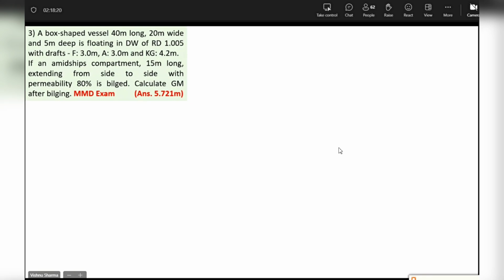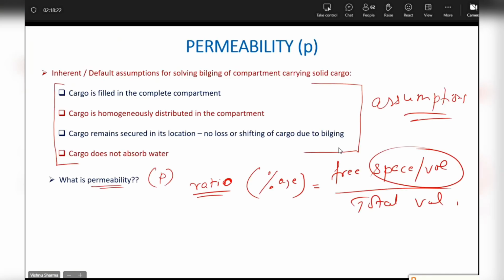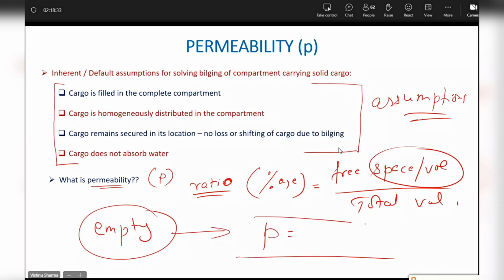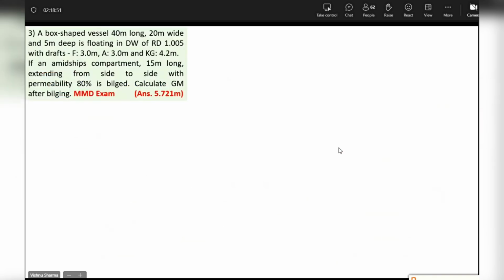Okay guys, before I go to this question. Now, in my earlier two questions, the compartment was empty. What is the permeability of an empty compartment as per you? 100%. Very good. So it's not that we did not factor permeability there. We did not speak it out, but there was a permeability there also. It was 1 or 100%, whatever you want to say.